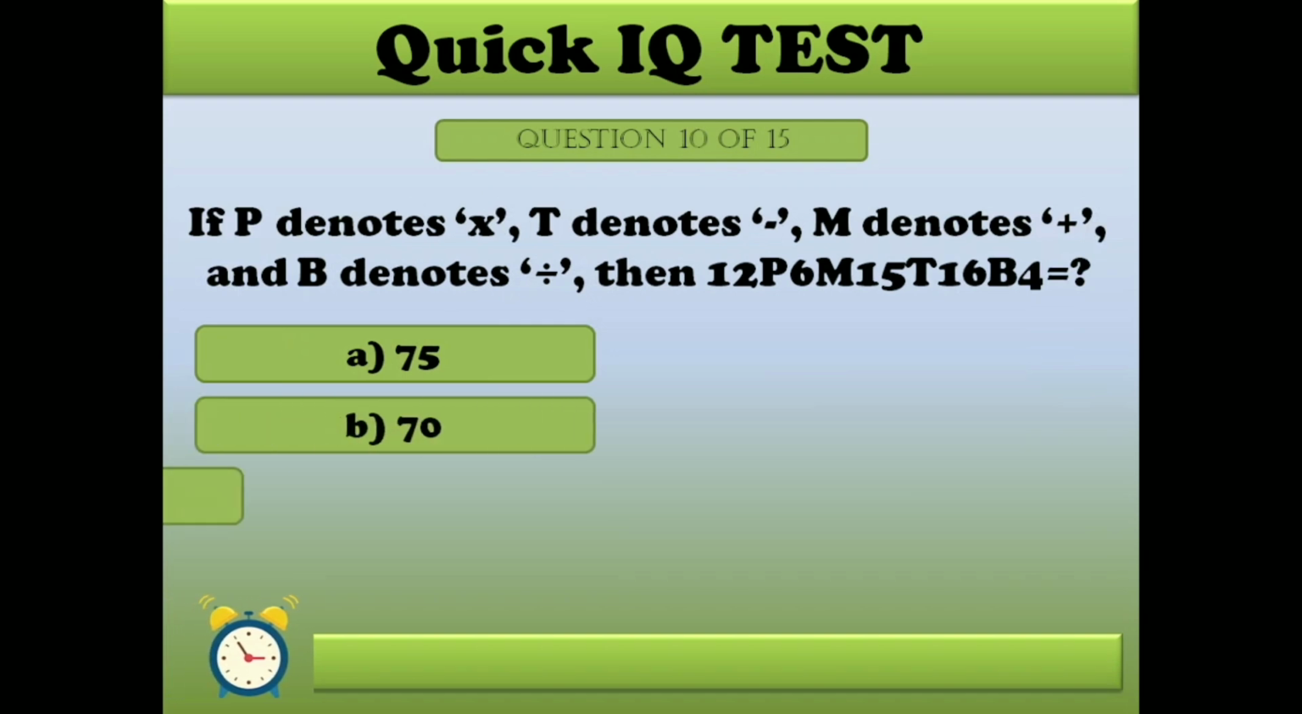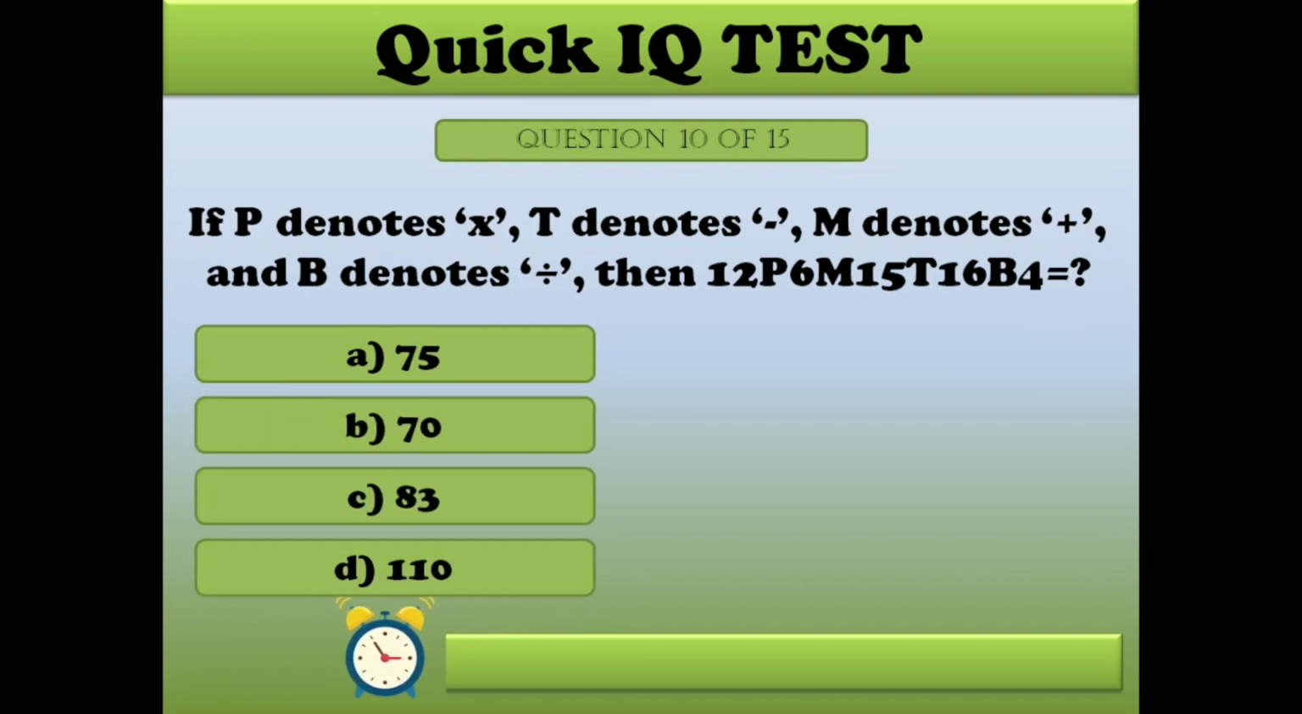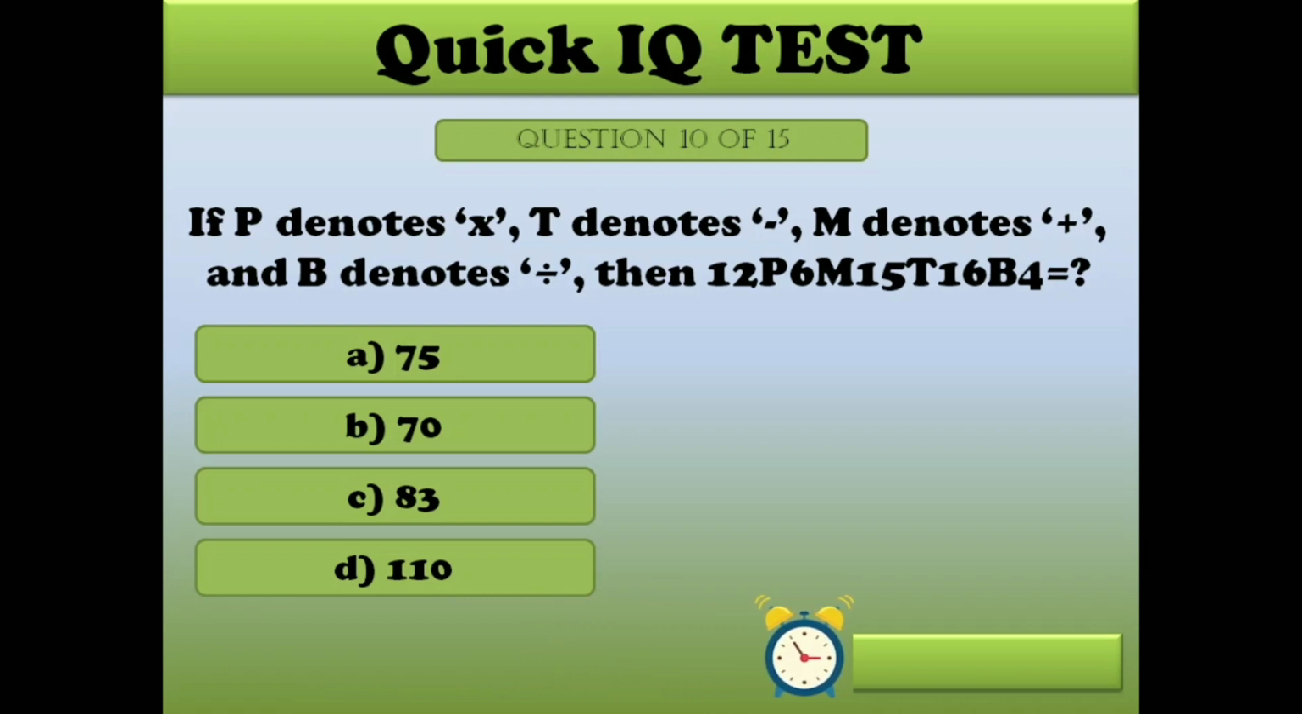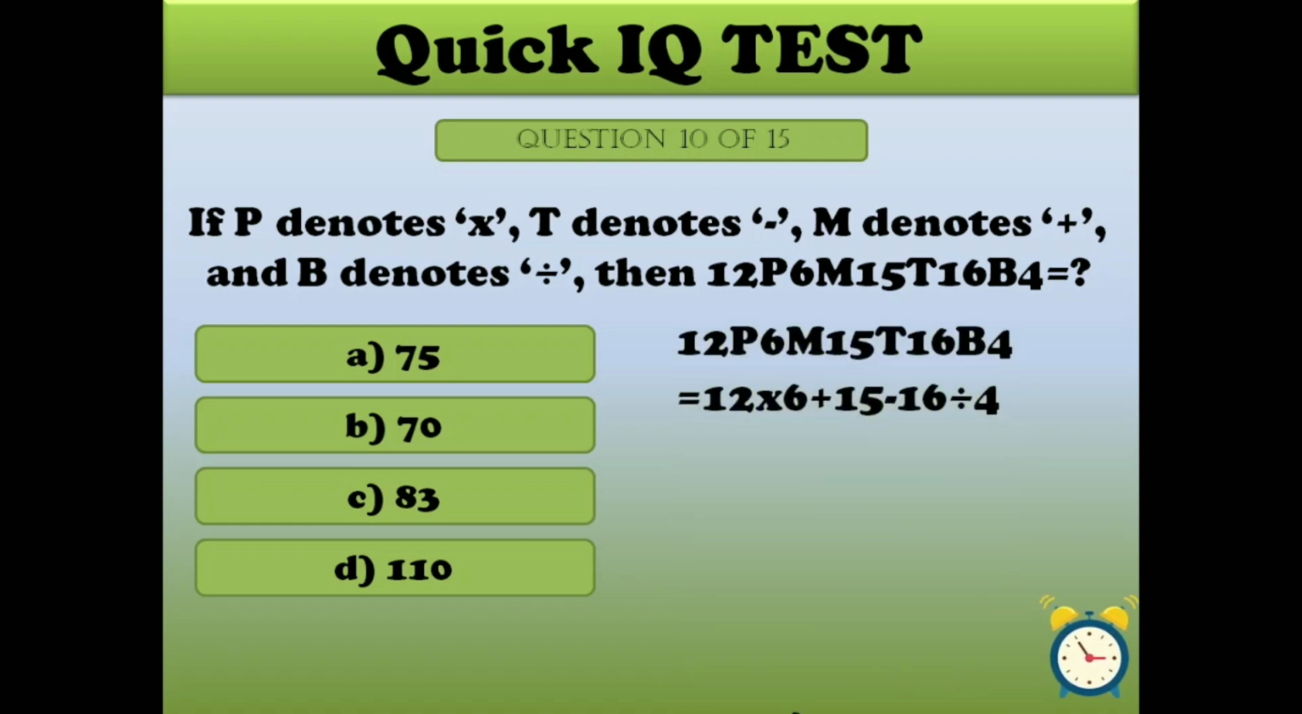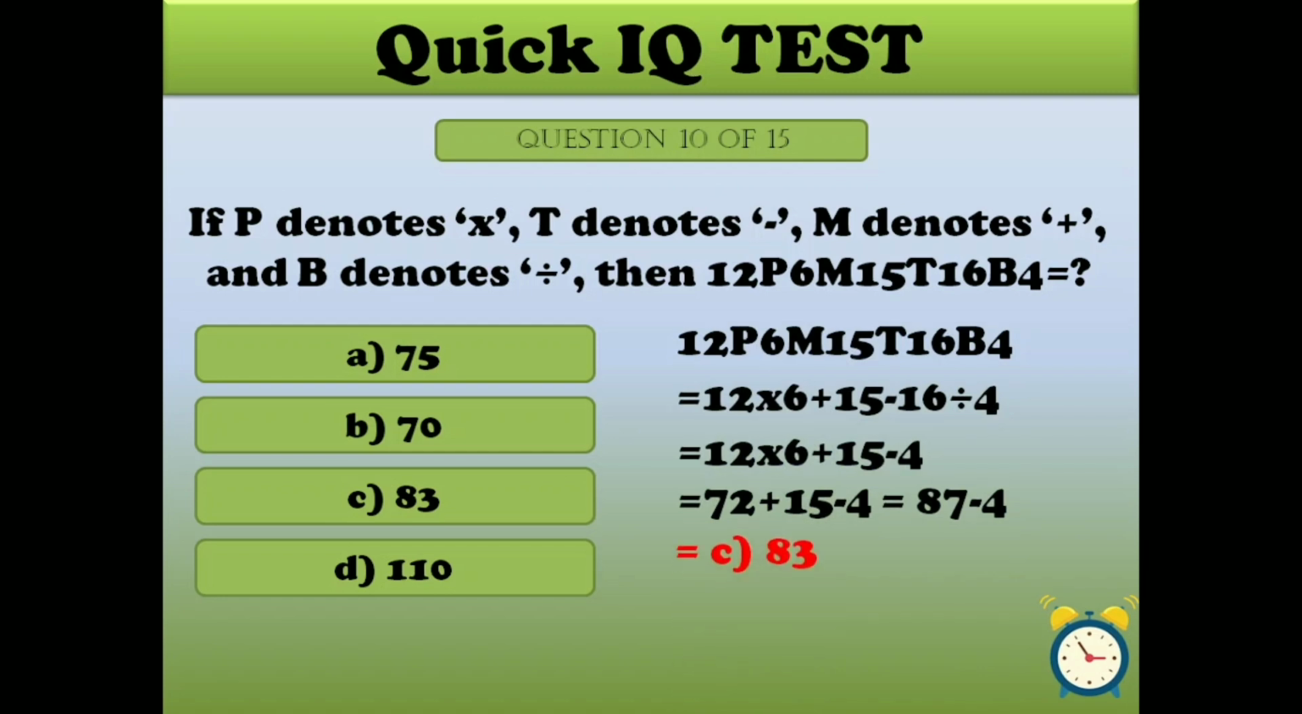If P denotes multiplication, T denotes minus, M denotes addition and B denotes division, then 12P 6M, 15T, 16B, 4 is equal to what? You can see the calculation, so your final answer is option C, 83.